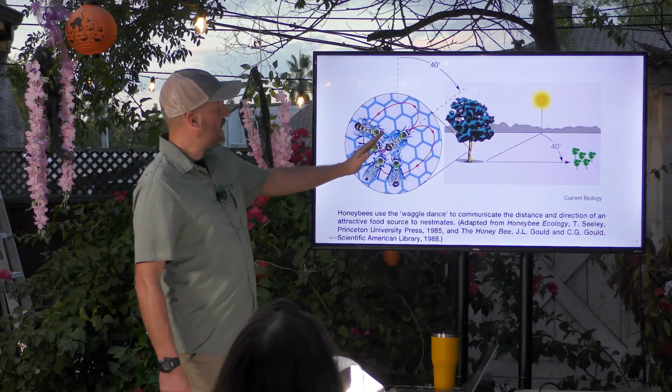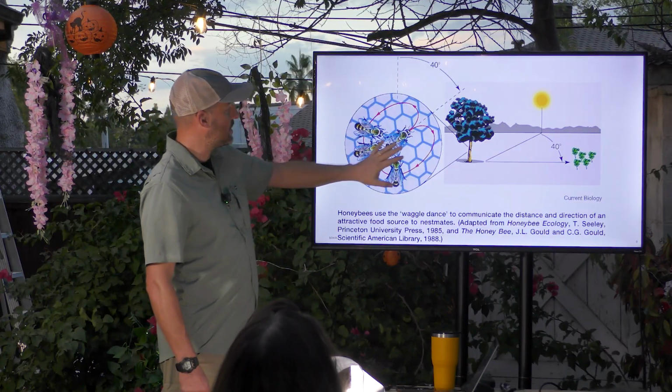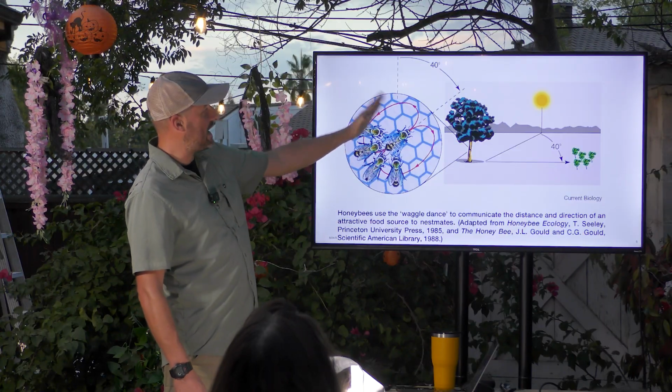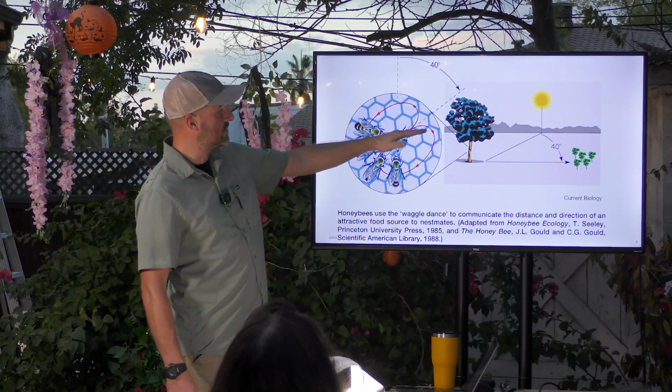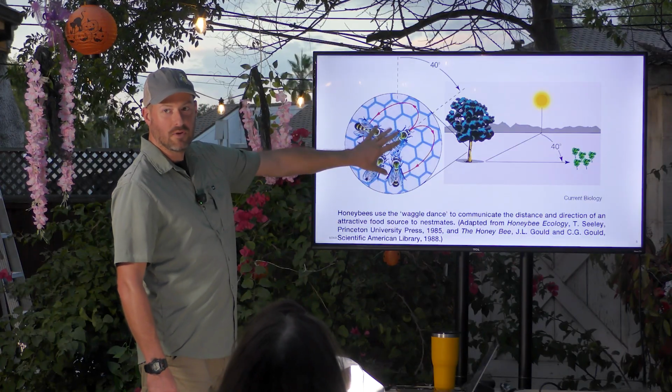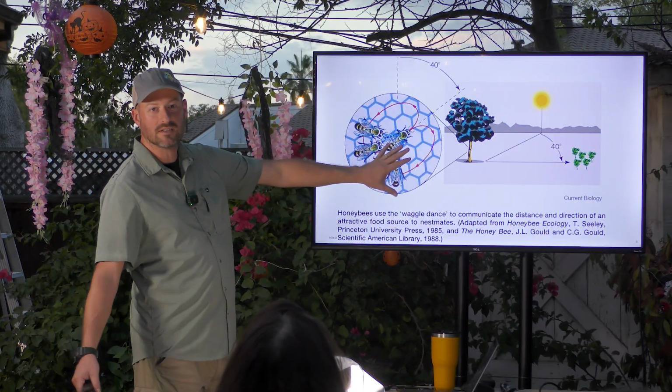So the intensity of that waggle denotes the distance. So they're getting all the information they need when one bee does a wiggle. Depending on what angle it is and how intense they wiggle, that gives them all the info they need to know. And if more bees keep doing the same waggle, that denotes a higher interest in that.